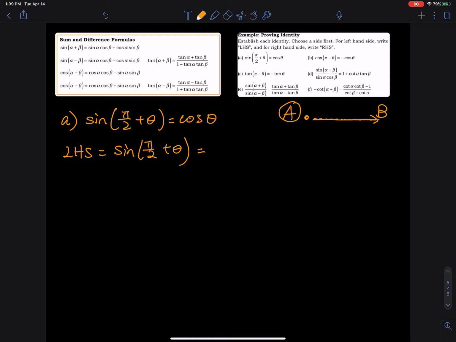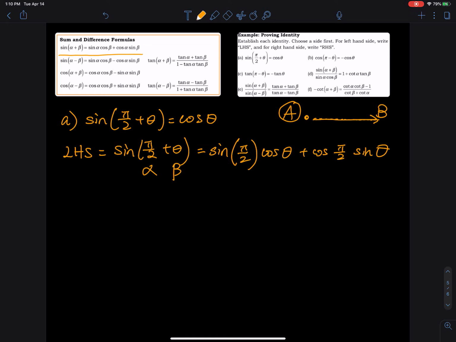So I take the LHS, and then what do we do? We apply the sum formula. So we have sine of pi over 2 times cosine theta, and then plus cosine pi over 2 times sine theta. So this is alpha, this is beta, right? So the one that we are using is this. That's the one we just use.